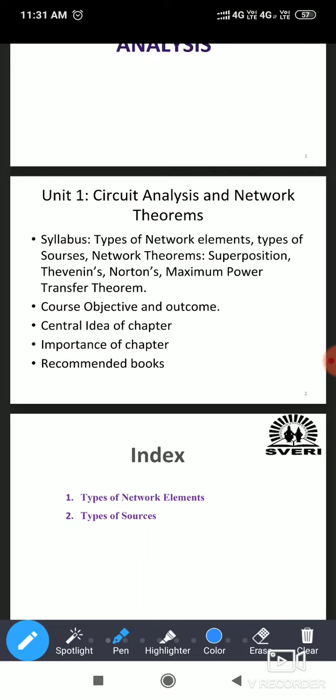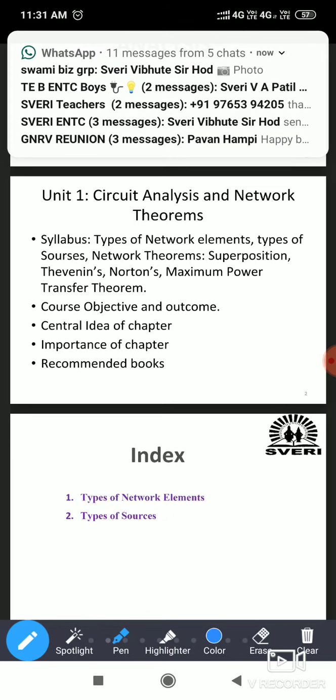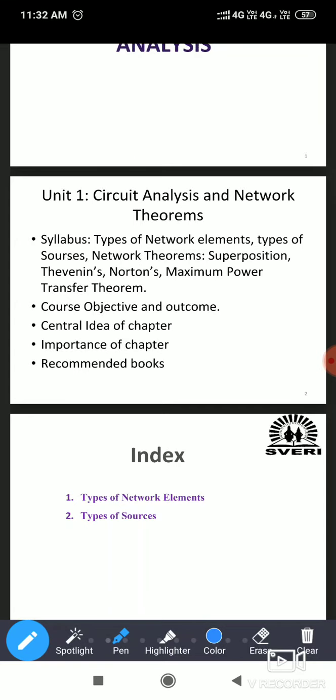Now, next one, which book we have to refer to? The recommended book is Circuit Analysis, Linear Circuits by Sudhakar and Shyammohan S. Pillai. That book will be a good one. There is also another book, which I will tell you about, related to electrical networks. That is also useful.